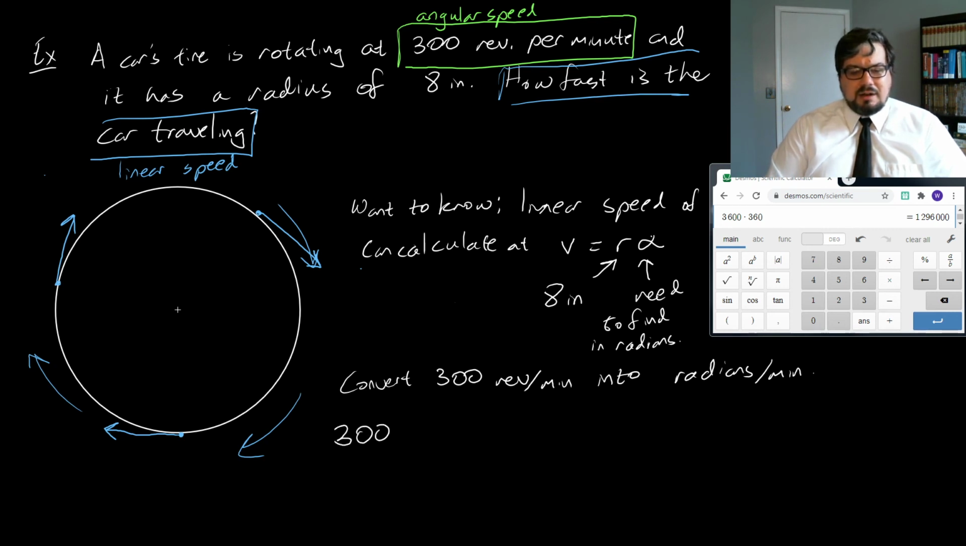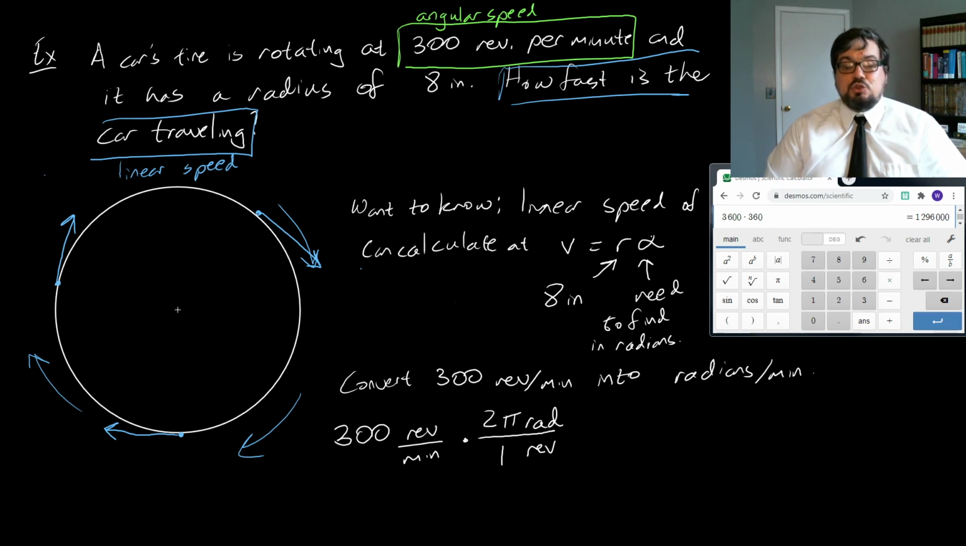But we know how to do that. 300 revolutions per minute, we need to multiply by a conversion factor that has revolutions on the bottom and radians on the top. We know that 1 revolution is the same as 2 pi radians. And so that's the conversion factor that we want to use, 2 pi radians over 1 revolution. That's going to cancel the revolutions, and so we're left with 600 pi radians per minute.